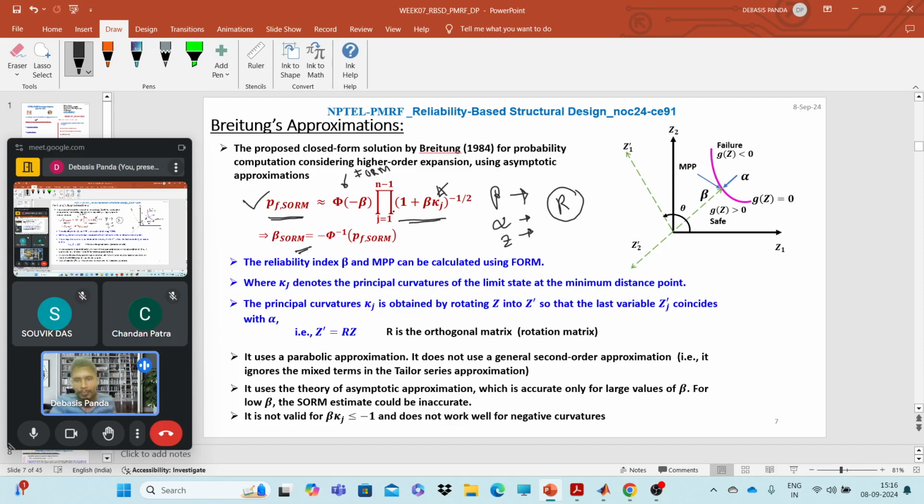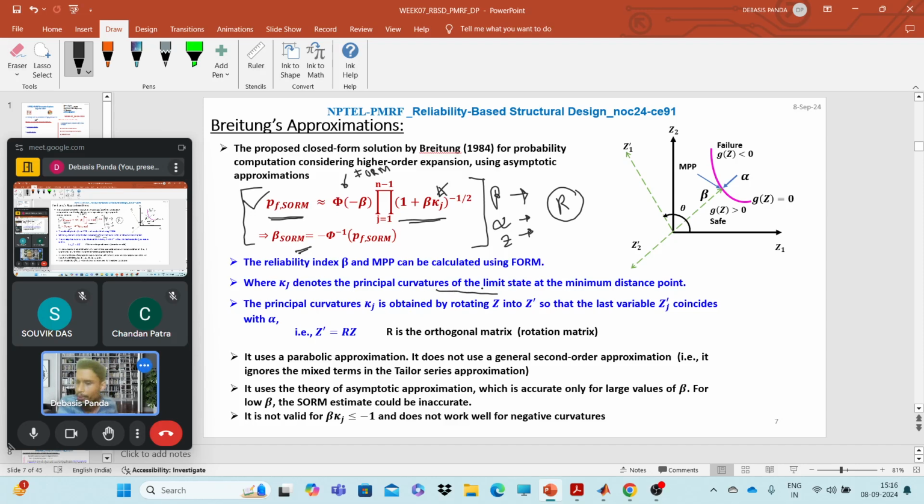So here, how can we get this model? Basically this is the Breitung model for the second order reliability method. How can we calculate the probability of failure, or the second order probability of failure? It's nothing but the first order probability of failure and some correction over it. Now we see that kappa is nothing but the principal curvature, or the information that denotes the principal curvature of the limit state, right?